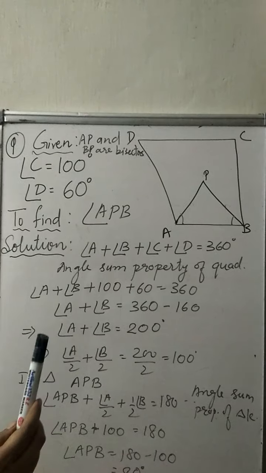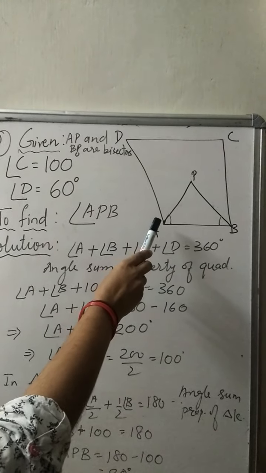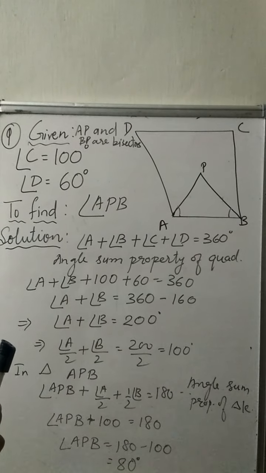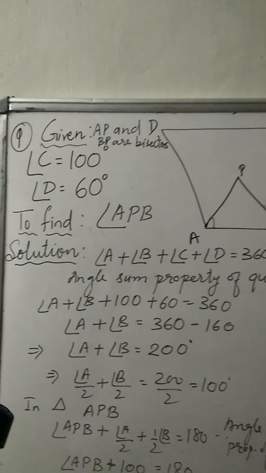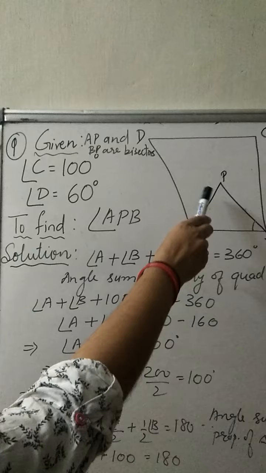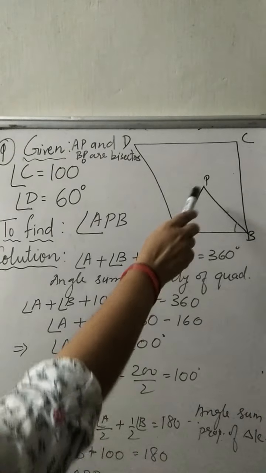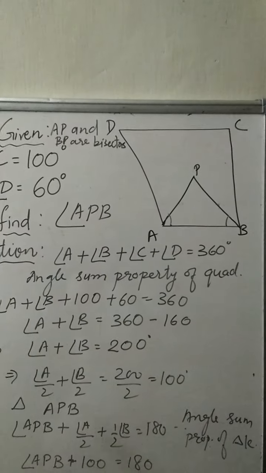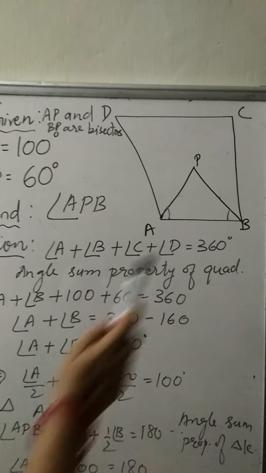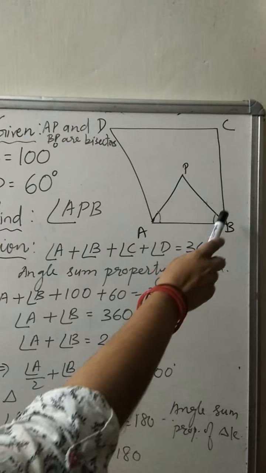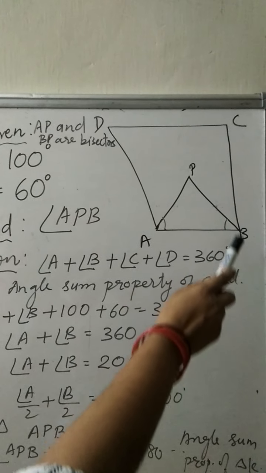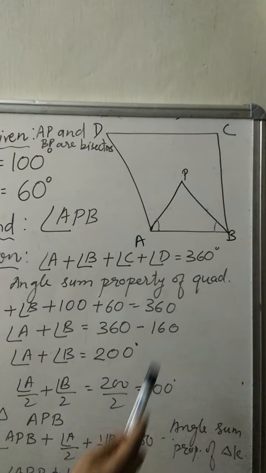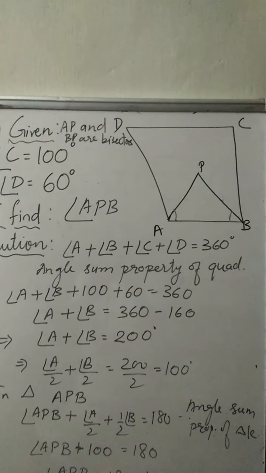Bisector means a line which divides an angle into two equal parts. Or if the line is dividing a line segment, then it means it is dividing the line segment into two equal parts. But here it is given that AP is the bisector of angle A. So that means AP is dividing the whole angle A into two equal parts. That means this part and this part will be equal. Similarly, BP is the line segment which is dividing the whole of angle B into two equal parts. So this part that I have highlighted and this part which I have not highlighted are both equal. The meaning is this.